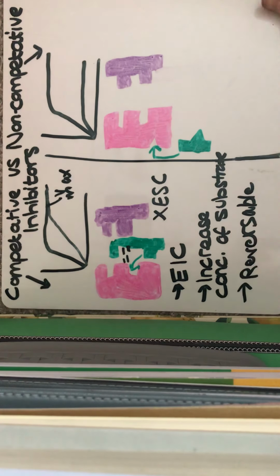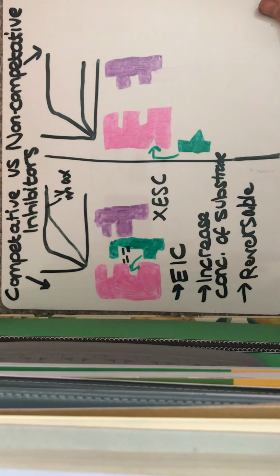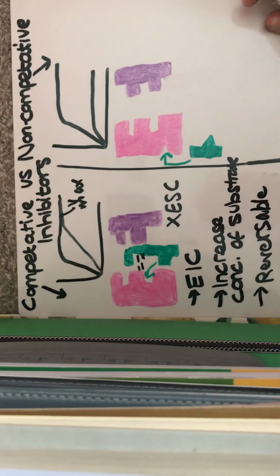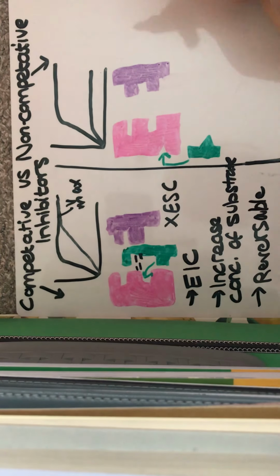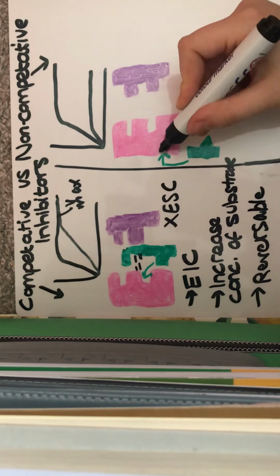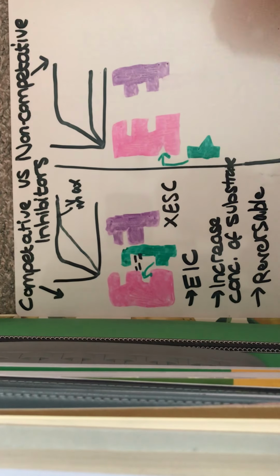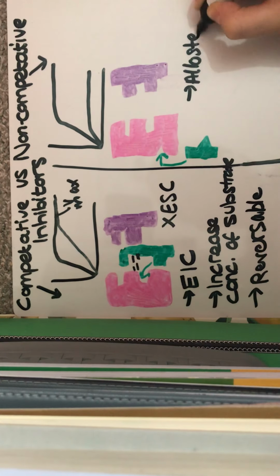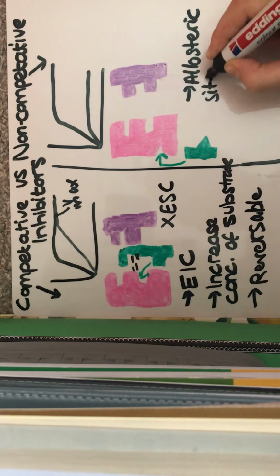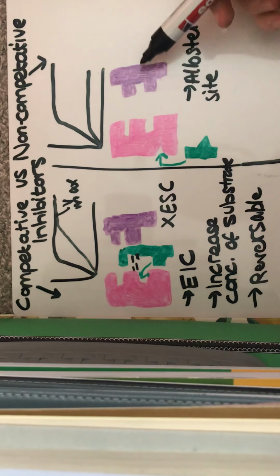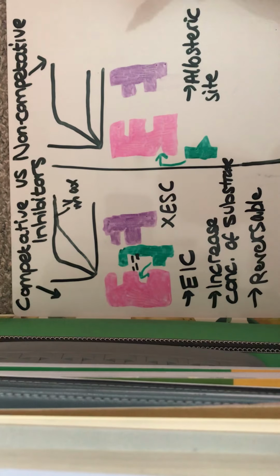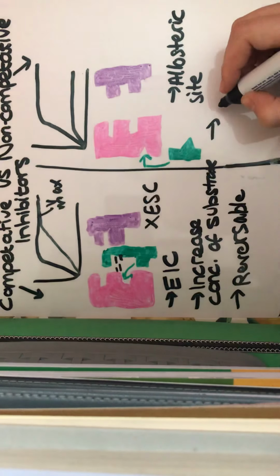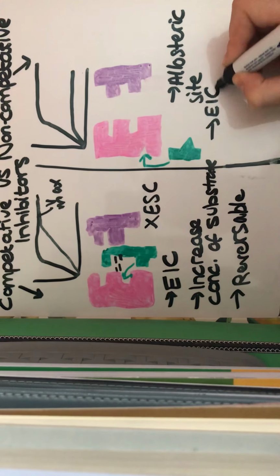However, non-competitive inhibitors actually bind to the allosteric site, which is just another site on the enzyme. So this is the allosteric site. So this isn't blocking the substrate from binding, but remember we've bound to the allosteric site, and that is going to form an enzyme inhibitor complex.